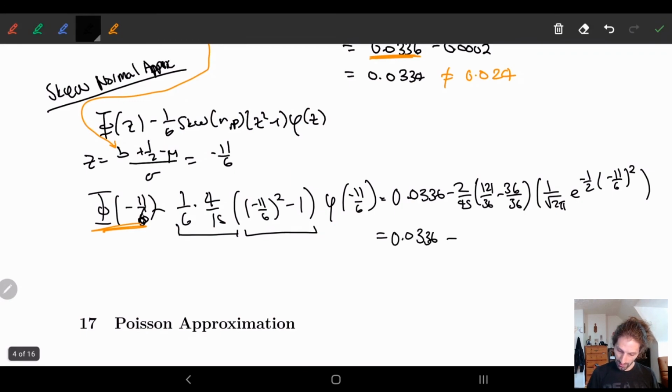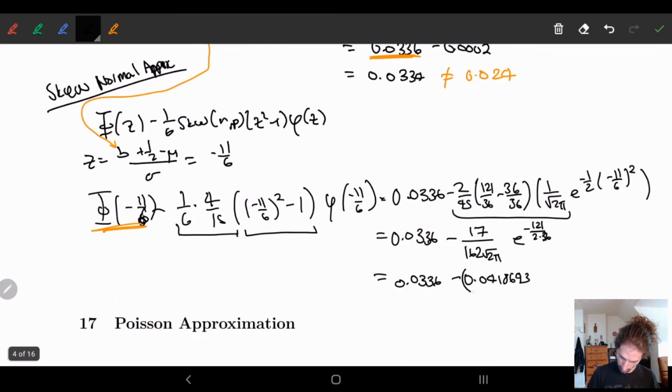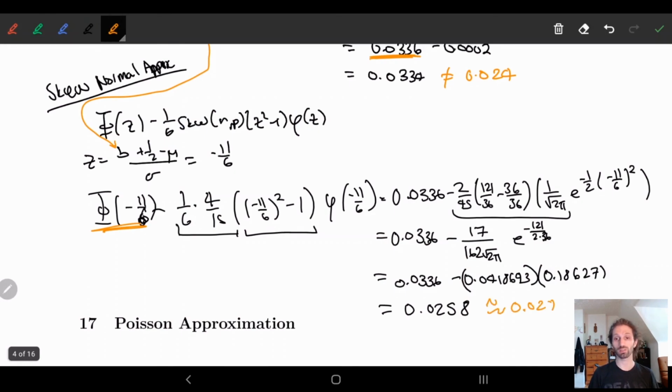0.0336 minus, let's multiply these portions here. What we end up getting is 17 over 162 square root of 2 pi, and as the exponent here we get exactly minus 121 over 2 times 36. So plugging these into a calculator, we get 0.041863, times the e part gives me 0.18627. And again, plugging this into the calculator, we end up getting 0.0258. And here you'll notice this is much, much closer to our actual value of 0.024. So you can see this normal skew approximation is significantly better at approximating the binomial distribution.